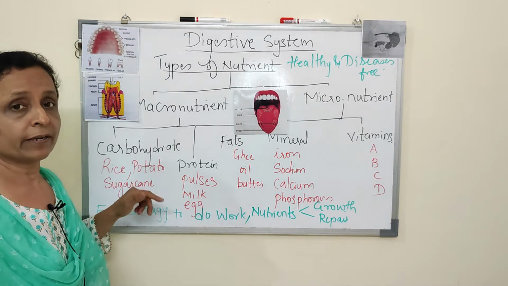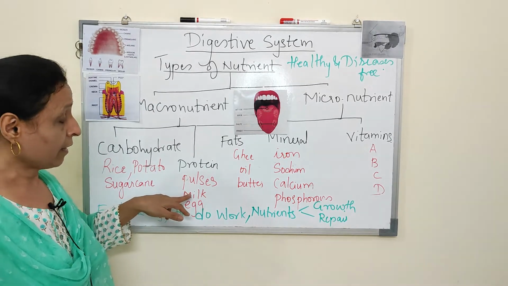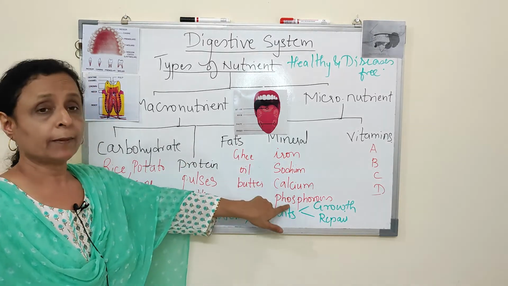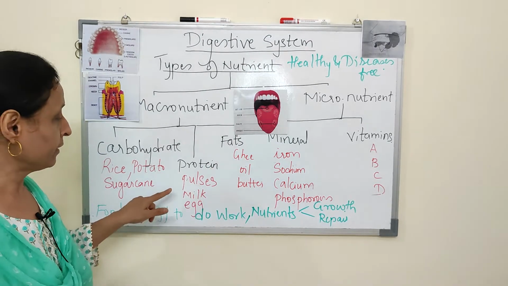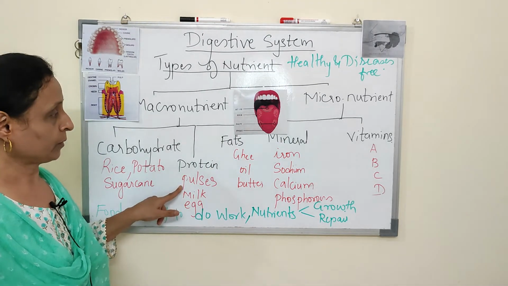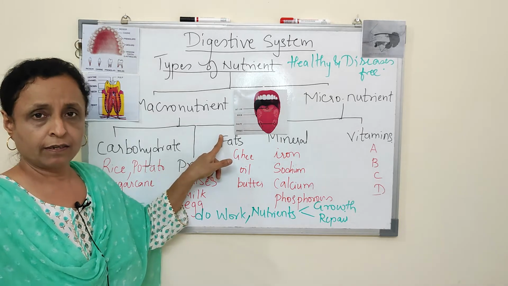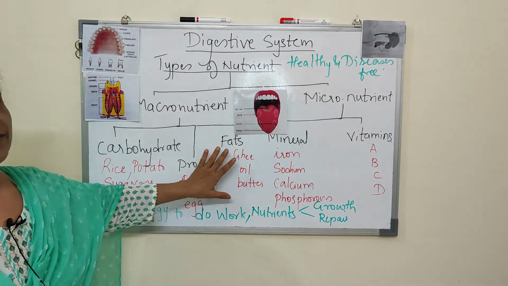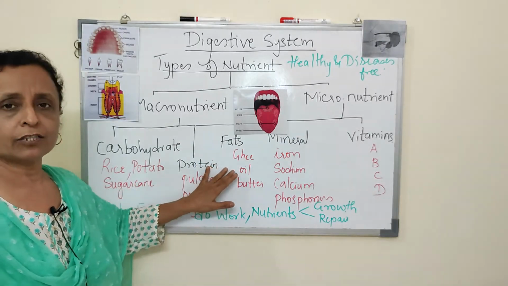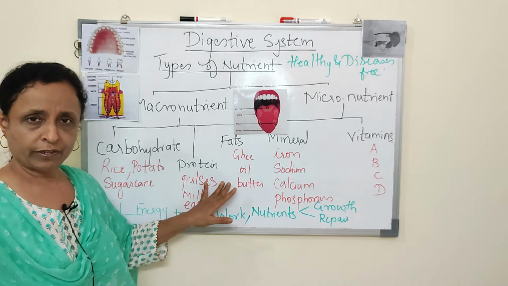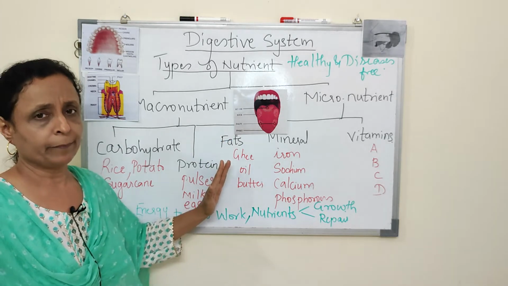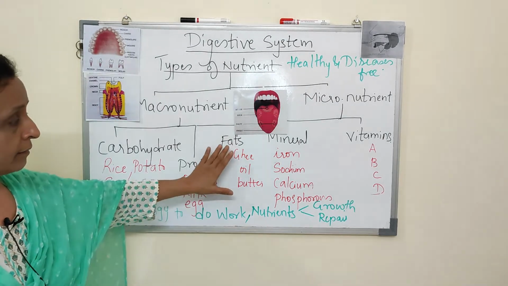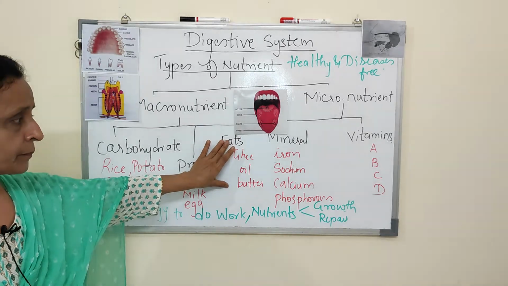Milk consists of vitamins, protein and minerals also. Calcium and phosphorus are present in milk. So milk is very necessary for children for their growth. Now fats: ghee, oil, butter. They are also required in large quantity, and they are required for various metabolism, and they should be present in proper quantity for growth, for repair, and for our existence.